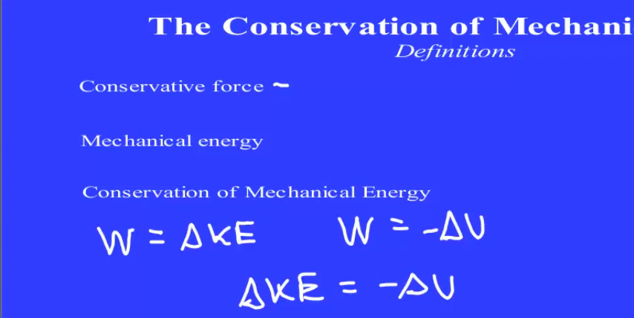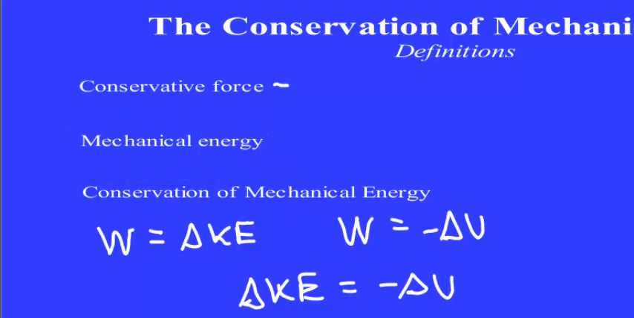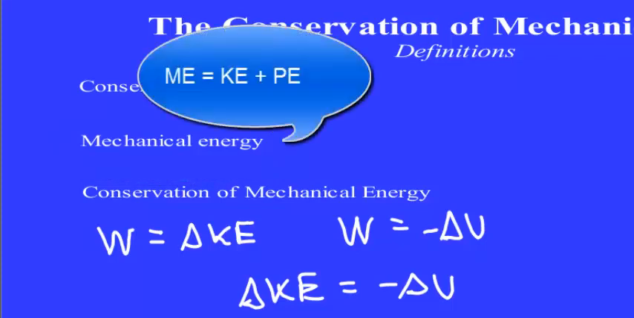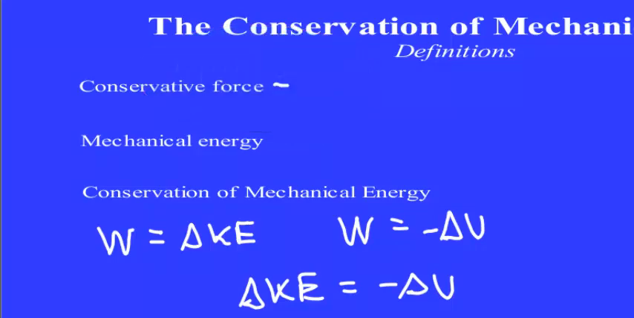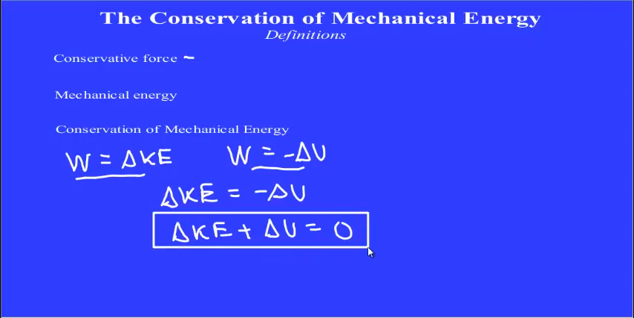The next definition is mechanical energy, and mechanical energy is simply the sum of kinetic and potential energy. You can see on the screen I've already come up with a result, the conservation of mechanical energy. We're going to take these two expressions that we derived on the previous page and set them equal to each other, and we come up with this expression that you see on the screen right here. That's the conservation of mechanical energy.